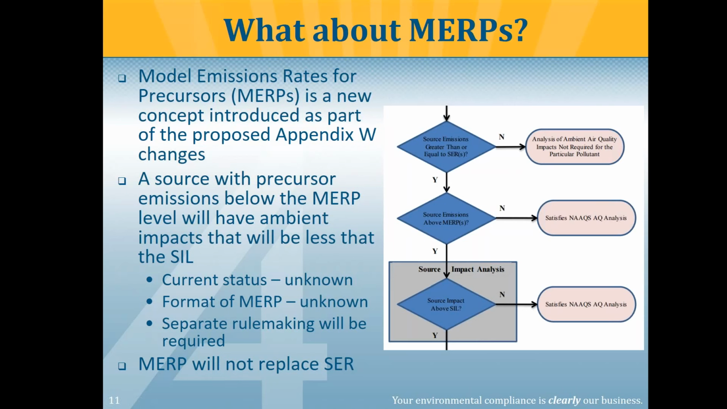So from the flow of PSD modeling point of view, if your project is greater than your significant emission rates, you will trigger PSD. Then you compare your modeled project emission rates to these MERPs, and if your emission rates are below MERPs, then you don't even have to go into any kind of PSD modeling. Now, let me be very clear, these MERPs are only proposed for ozone and secondary PM2.5. They are not, at this point, and I don't think it's going to happen in future, going to be proposed for all the other criteria pollutants.